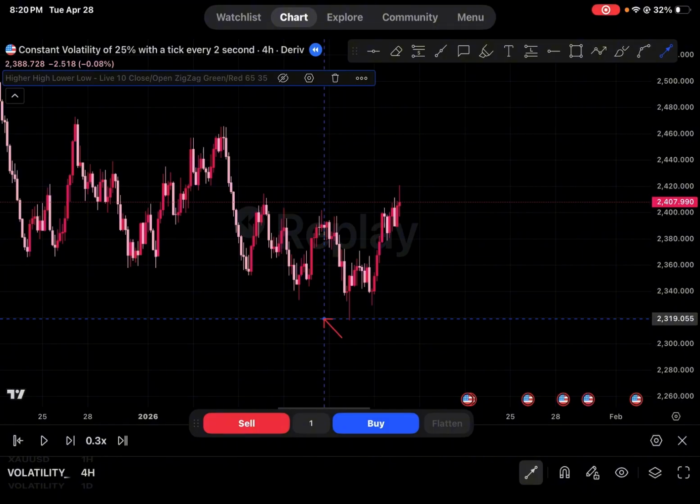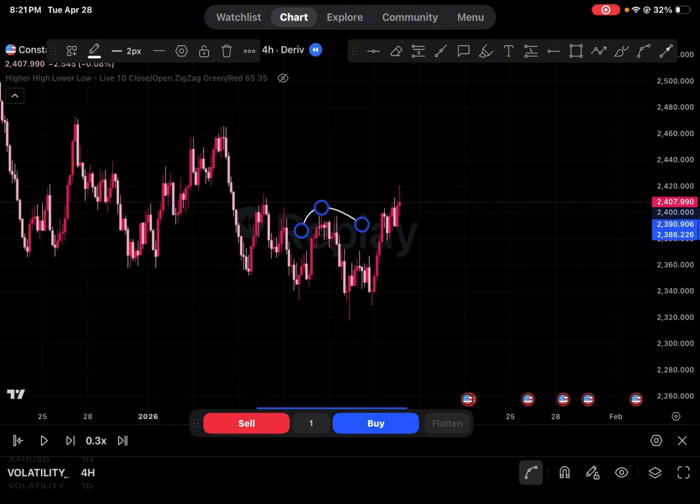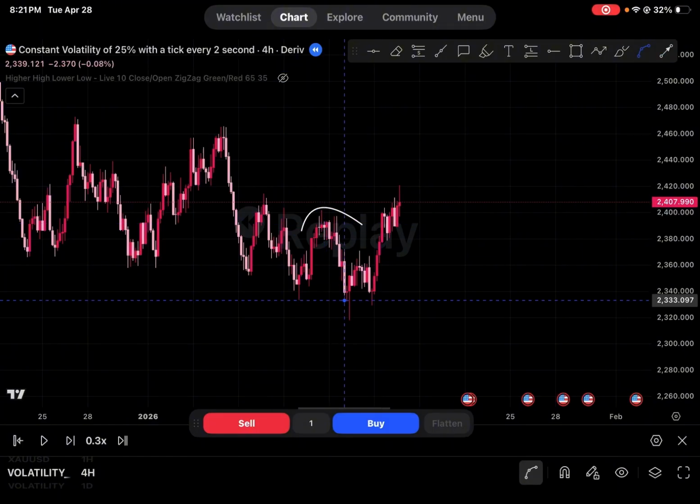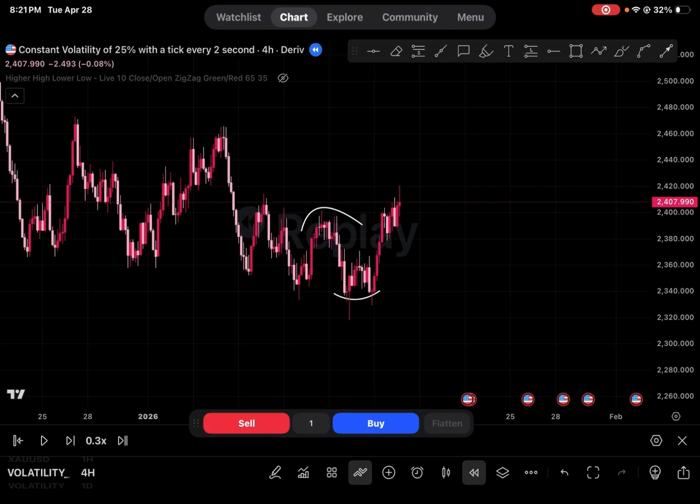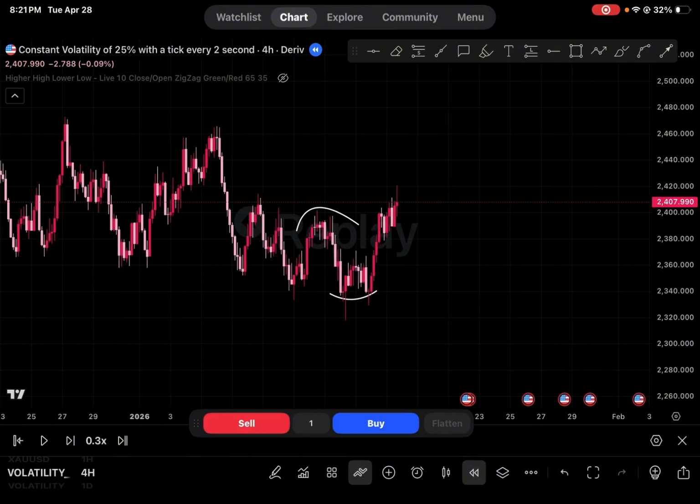So turn off this. I'm sorry about that. So this was my swing high and my swing low. Cool. This is on the 4-hour time frame.